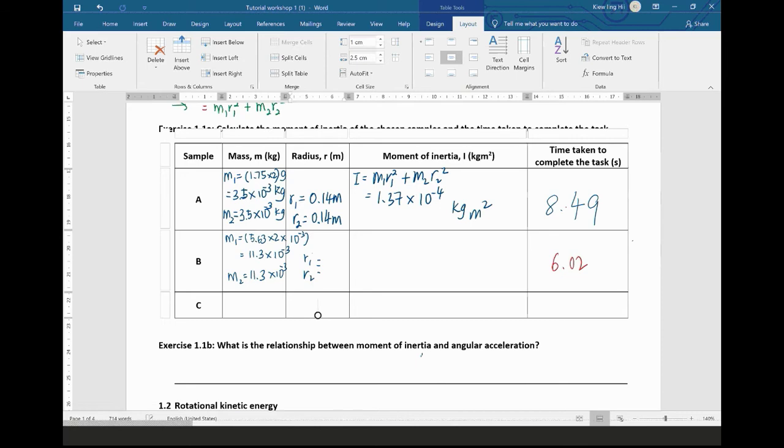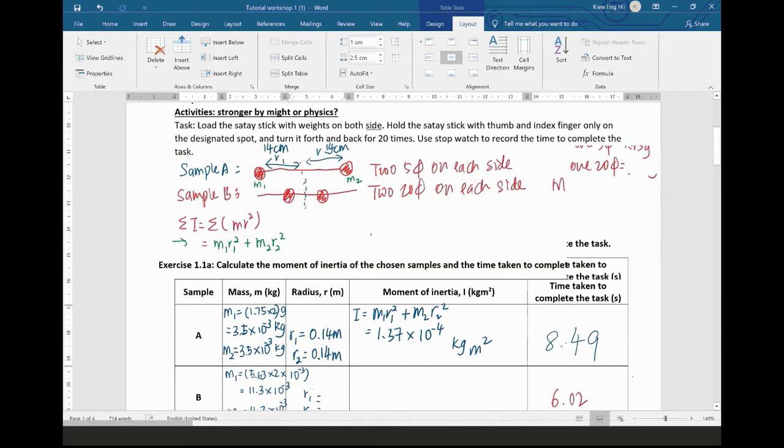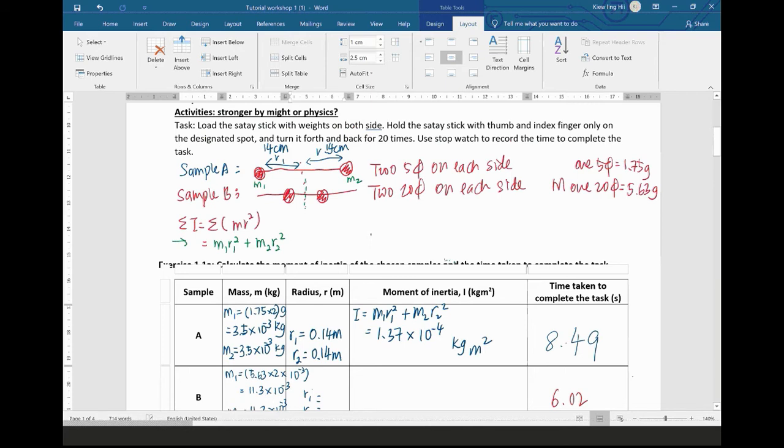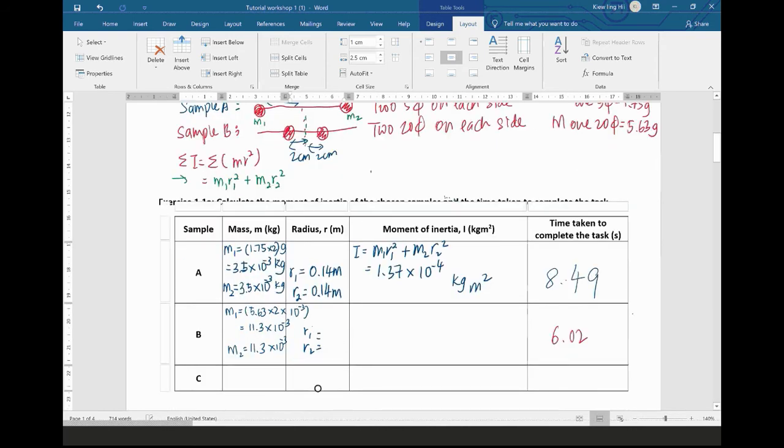I think I forgot to give you the radius. The radius from the center to your 20 cents is given by 2 centimeter only on both sides. So 2 centimeter in SI unit is 0.02 meter.